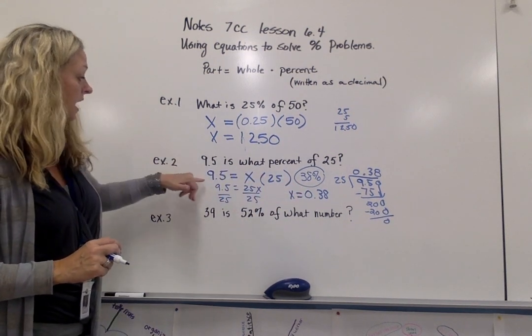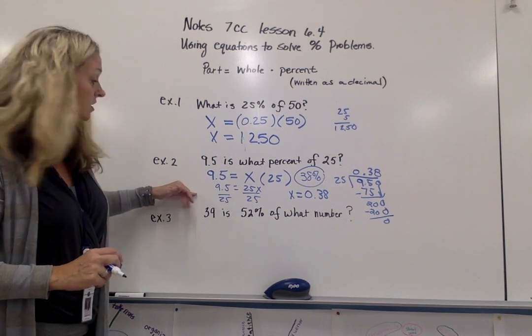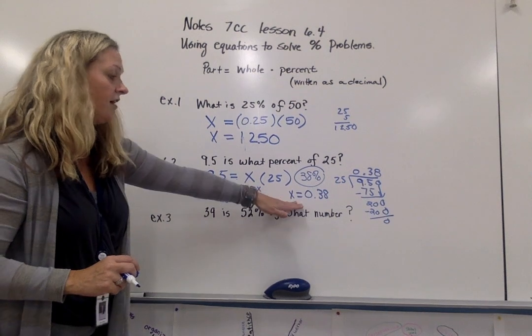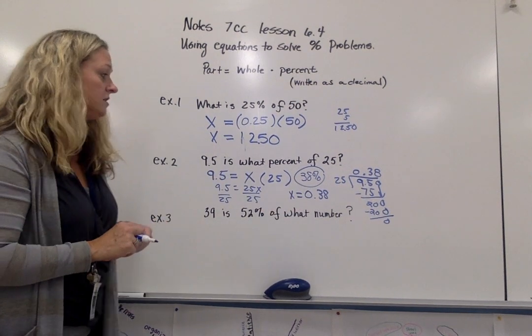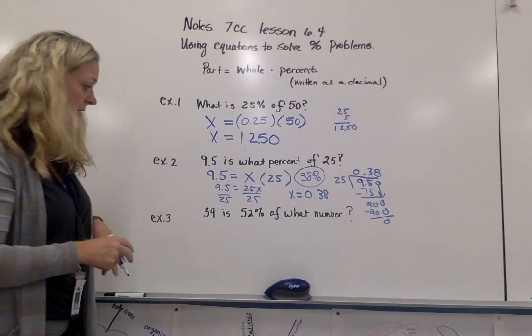So I've translated 9.5 is equal to X times 25. I've written it as an equation. I've solved the equation. I've solved for X, and now I've translated it to answer the actual question by changing that back into a percent.